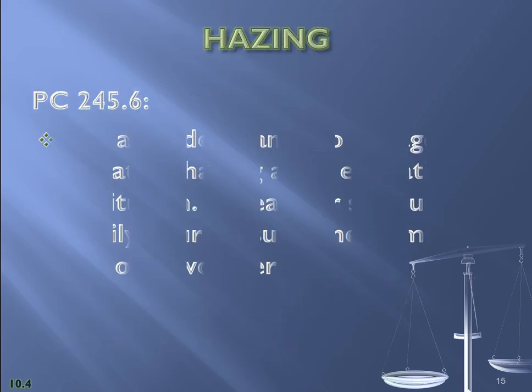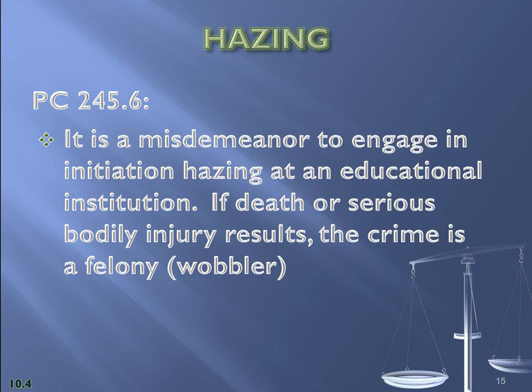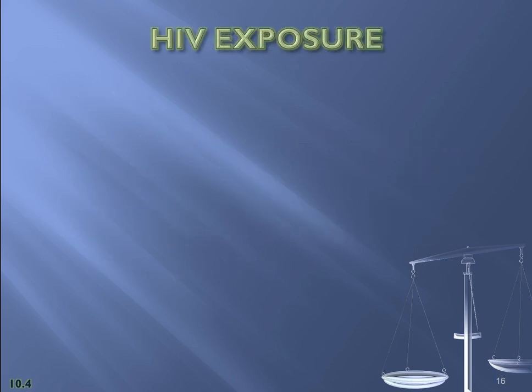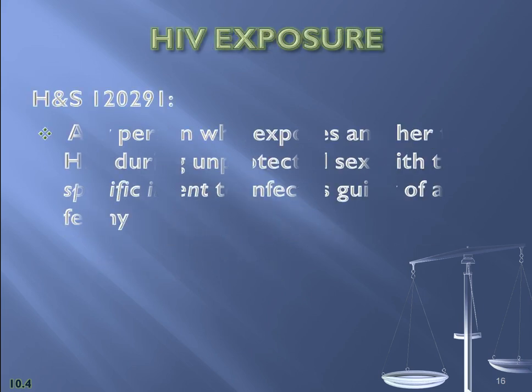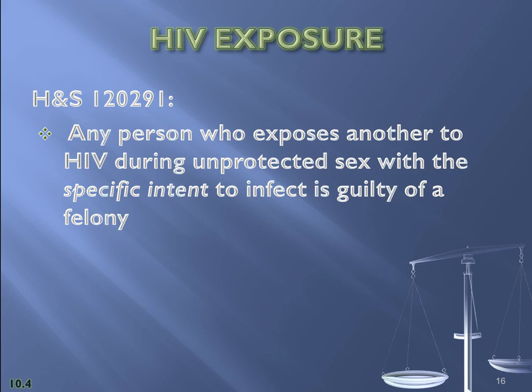And then a couple of other interesting sections before we start to wrap things up a little bit would be hazing, 245.6. It is a misdemeanor to engage in initiation hazing at an educational institution, and I think they did this because of the amount of people that were getting hurt. If death or serious bodily injury results, the crime is a felony wobbler. Well, how about this one? This is super interesting. HIV exposure. So it's not in the Penal Code. It's found in the Health and Safety Code 120291.